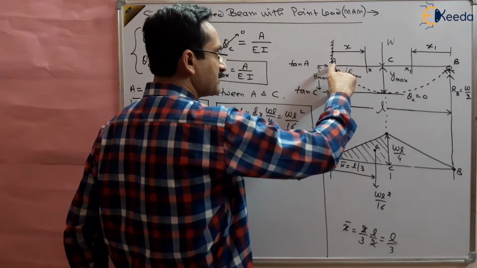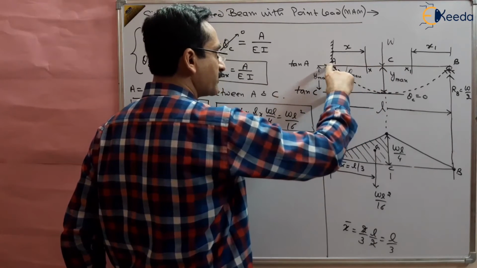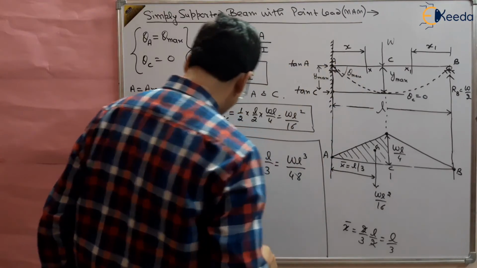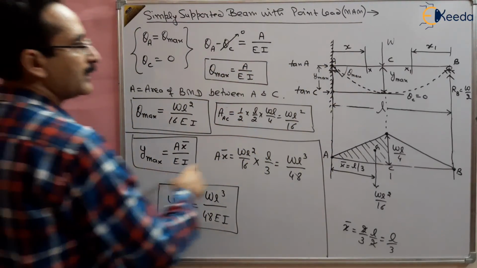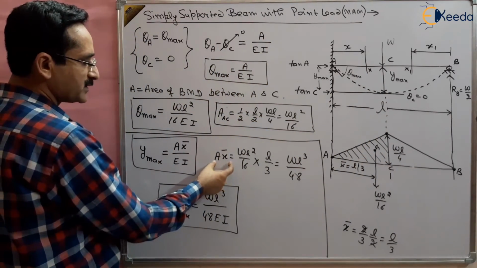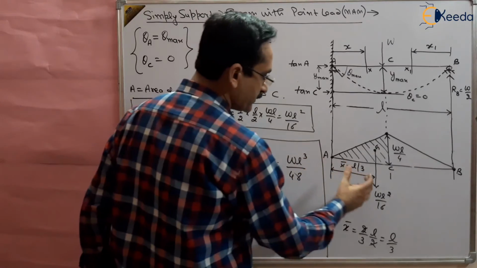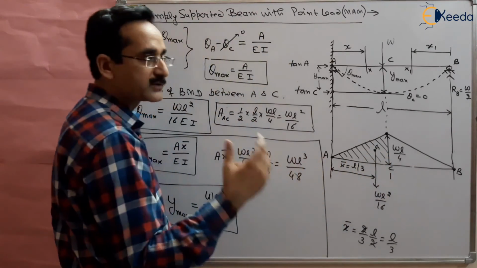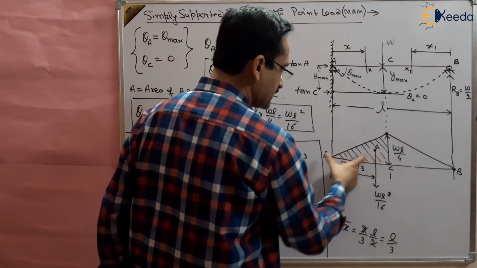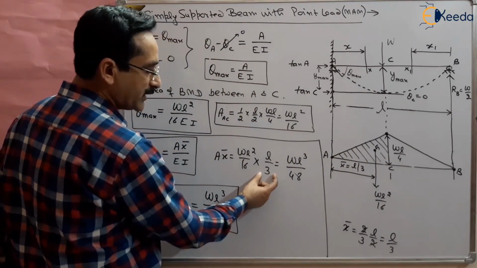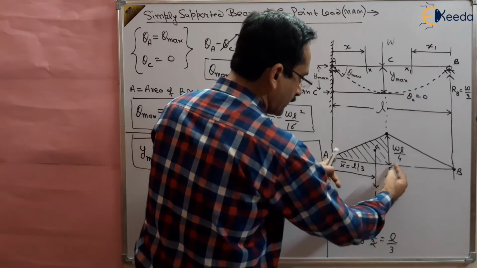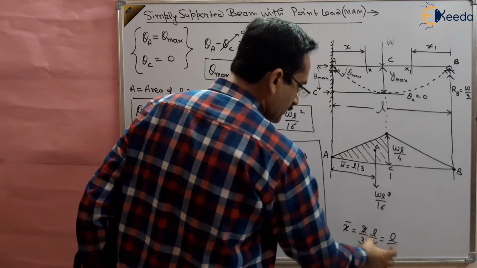Because these two tangents are crossing this vertical line, this distance will give the maximum distance, y max. So y max can be obtained by taking the moment of this area. This area is A and the moment arm of this area is x bar, the distance of the centroid of this area from this reference line. So this is the centroid, right? This is L by 3, 2/3 of the total distance, which is L by 2. L by 2 is the total distance between A and C. So this is L by 3.